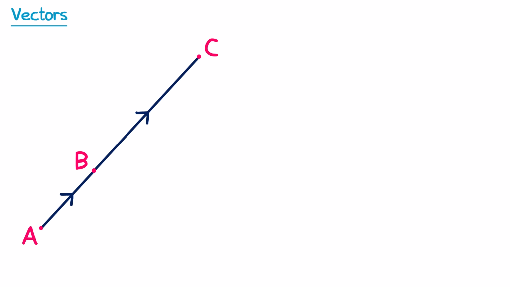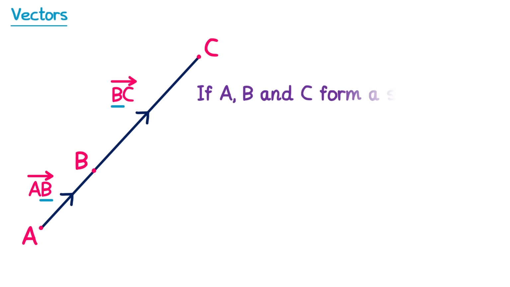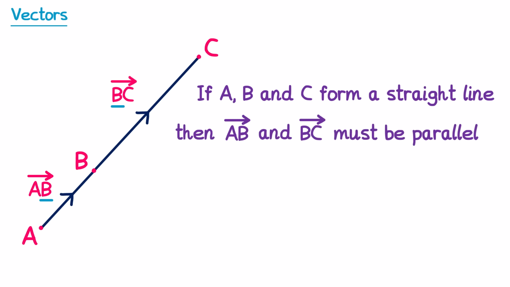So the first of these 2 vectors is the vector from A to B, and the second one is the vector from B to C. So we know that these 2 vectors are parallel, but also they both contain the point B. We can use this information to write down a statement about how to check that 3 points form a straight line. We would say that if A, B, and C form a straight line, then the vector AB and BC must be parallel. Notice again here we have the point B in both of those vectors.